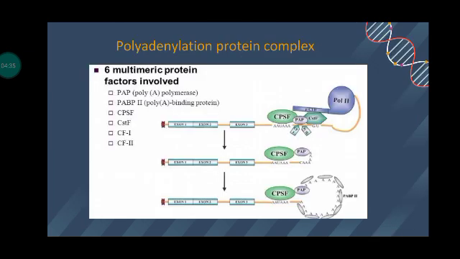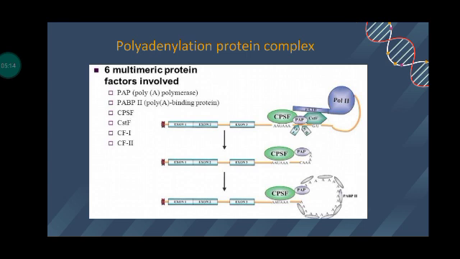So how is this done? This is done by a complex known as the polyadenylation protein complex. It contains 6 factors and is a multimeric protein complex. What are these factors? First one is PAP, that is poly A polymerase. Second one is PABP2, that is poly A binding protein. Then CPSF, that is cleavage polyadenylation specificity factor, then CSTF, that is cleavage stimulating factor, then CF1 and CF2, that is cleavage factor 1 and 2.